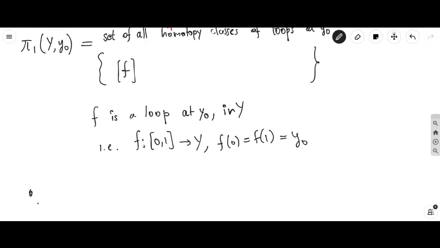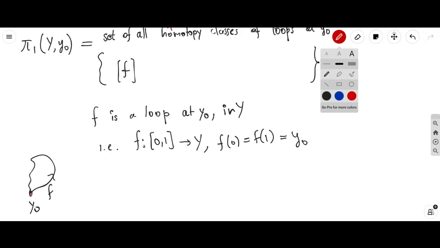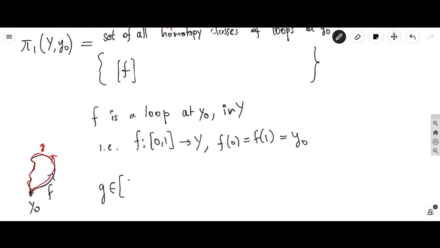So let's say this is Y0, and let's say F goes like this. Now, if you were to perturb F just a little bit, slightly homotope it like this, and this is G, let's say going in the same orientation, then you would simply say that G belongs to the homotopy class of F. You treat these as being equivalent in the fundamental group.